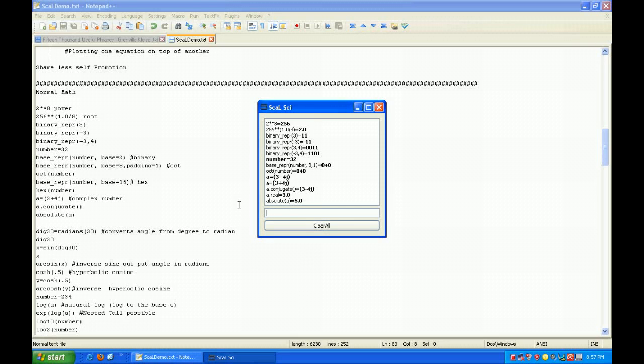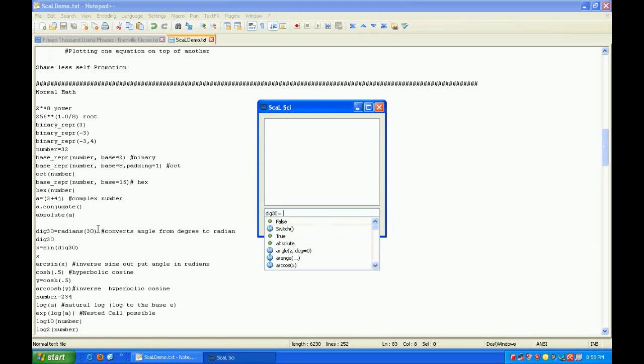Now ScaL also has trigonometric functions. Let's clear this. ScaL also has basic trigonometric functions, radians. That will convert an angle given in degrees into radians. So what is 30 degree in radians?